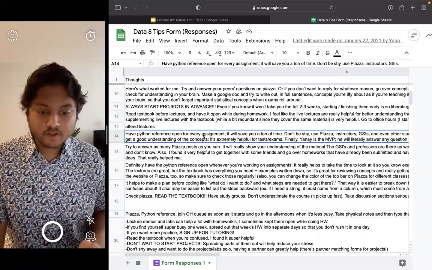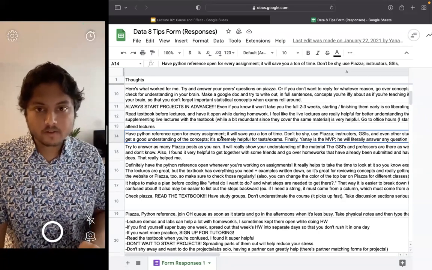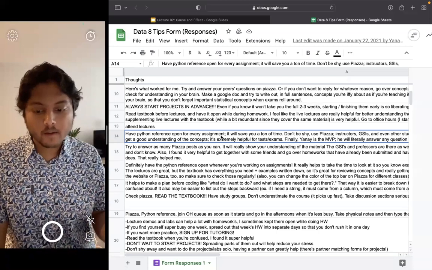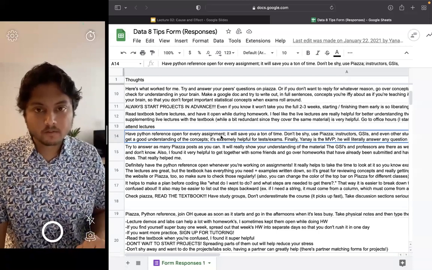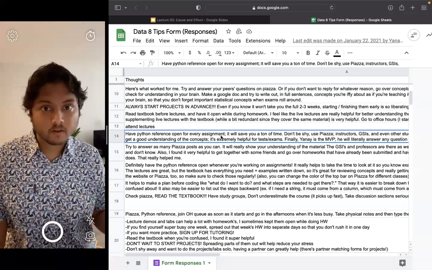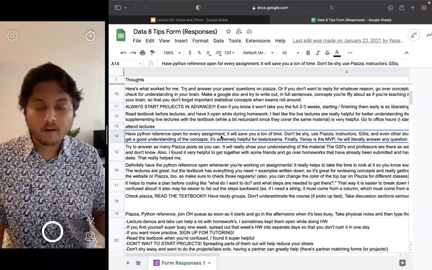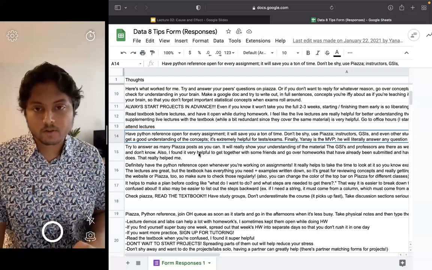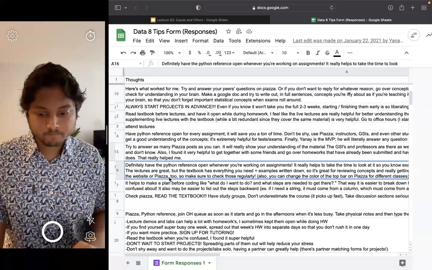Have a Python reference sheet open for every assignment. So you'll learn more about that in the labs, but that's really good to have handy. We don't expect you to memorize everything that you're learning in all the code. It's okay to have that reference, especially for really common things.